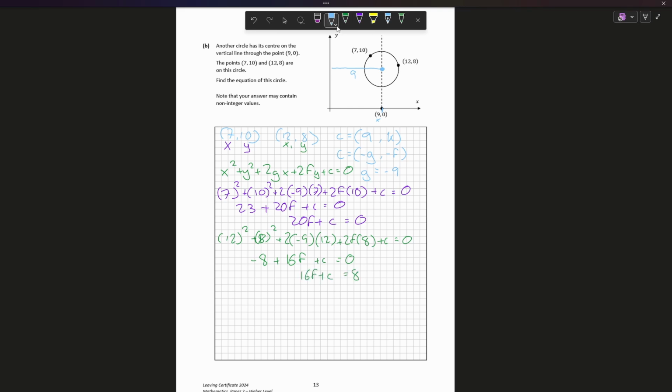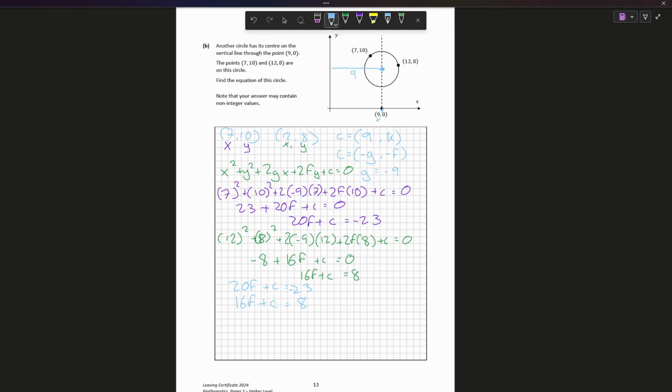Now we can see the simultaneous equations, I'd hope. So 20f plus c equals 0. No, it does not. This should equal minus 23. This should also equal minus 23. Minus 23. Okay, and then 16f plus c equals 8.